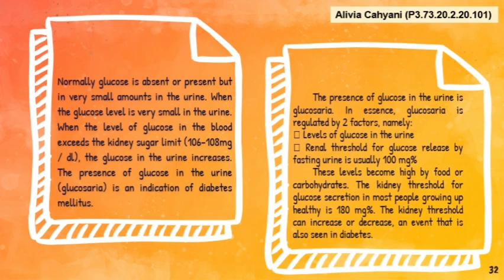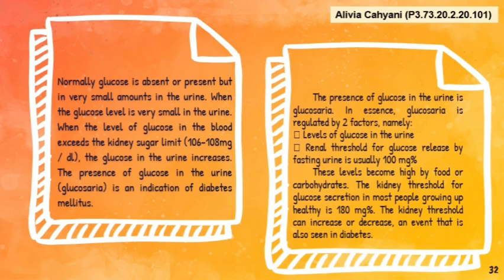In essence, glucosuria is regulated by two factors, namely: one, levels of glucose in the urine, and two, the renal threshold for glucose release. Fasting urine glucose is usually 100 mg%. Its levels become high after food or carbohydrate intake.